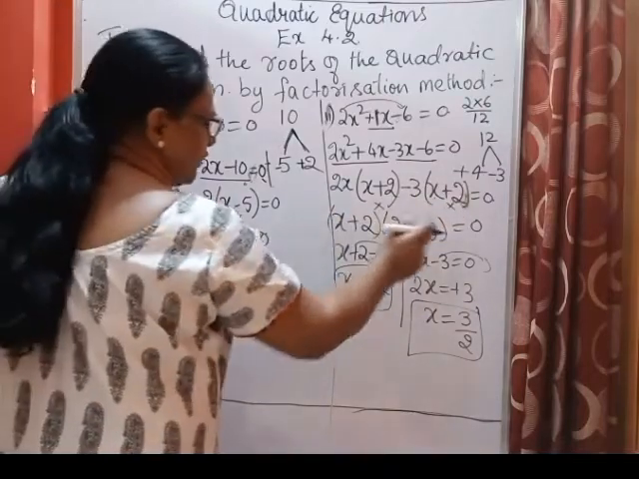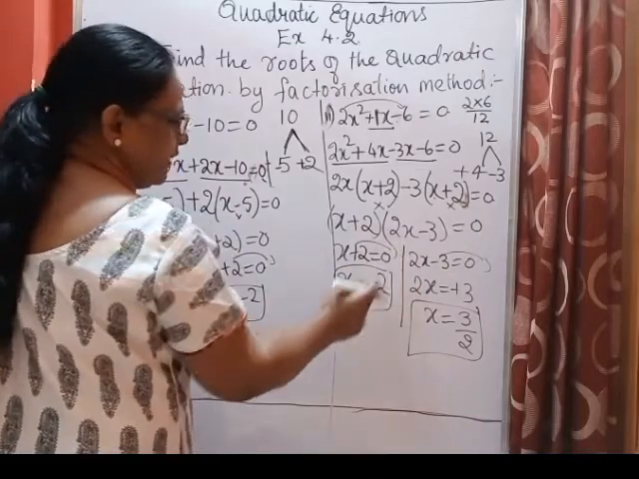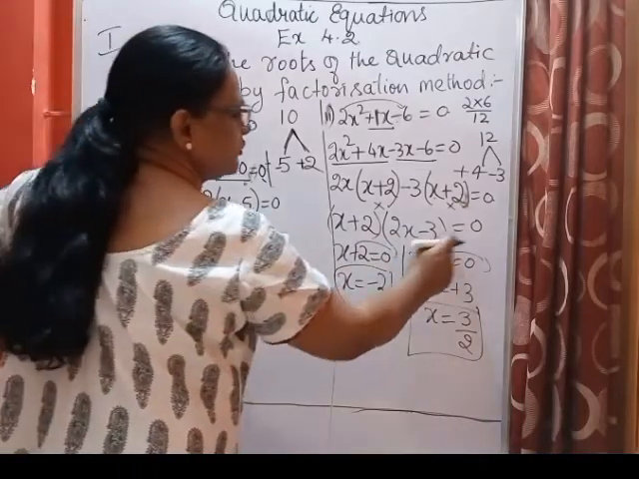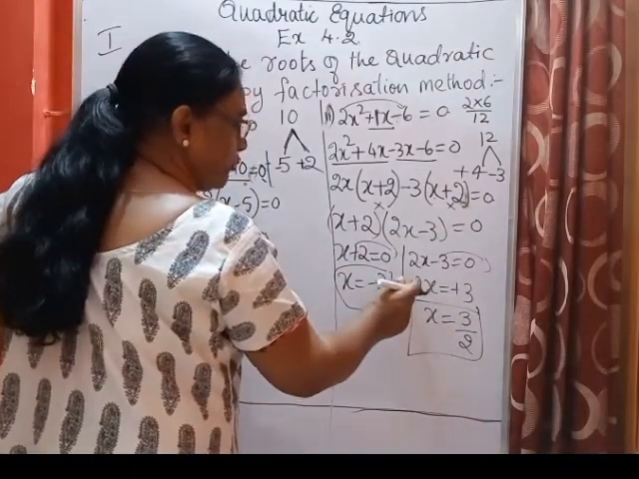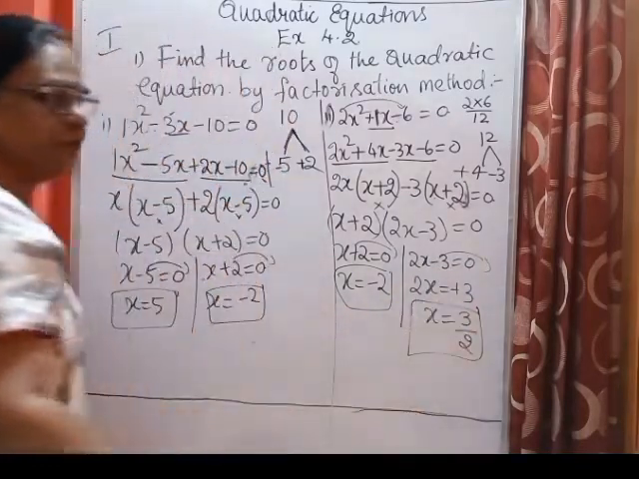Now you have two factors here. Equate both the factors to 0. Shift the number, you will get the value of x. Here also shift the number, you get the value for 2x. So x is equal to 3 by 2.